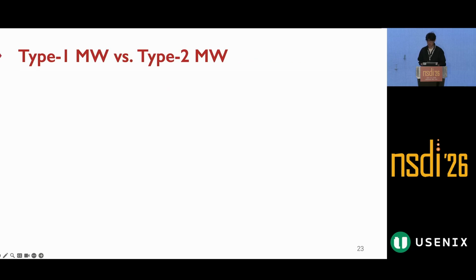So far, I haven't mentioned one important design choice in one-sided memory window. There are actually two types of memory windows, type 1 and type 2, each with different properties and trade-offs. Now let me explain why we choose type 2 memory window over type 1 by walking through the security problem with type 1 memory windows.